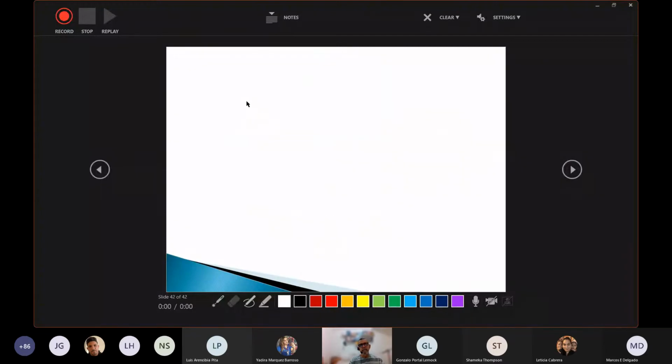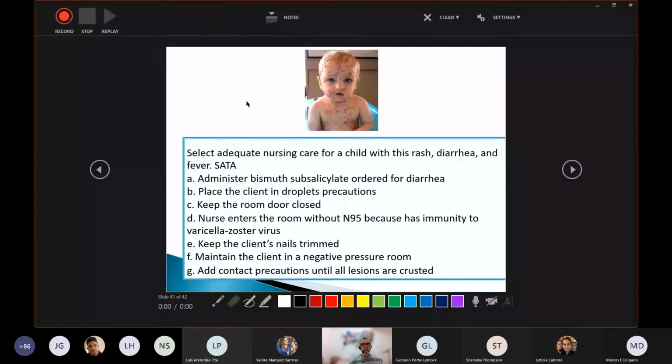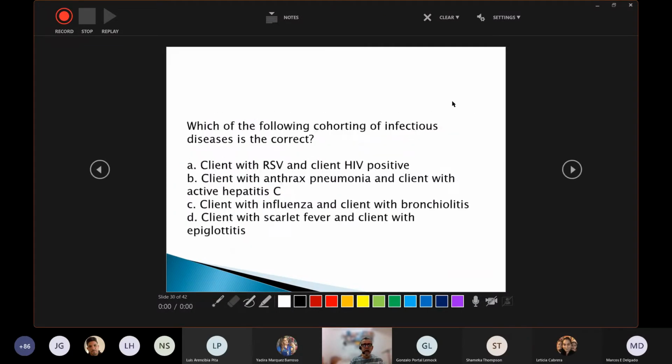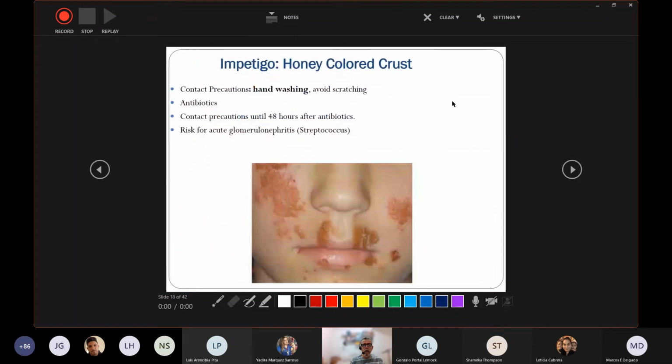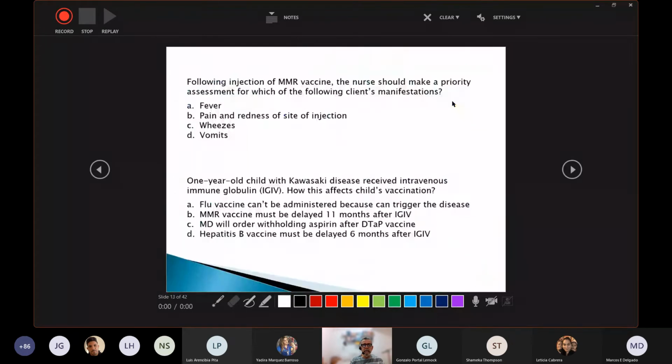Like this. Something like this. No? They can give you a picture, yeah? And then they make the question. Based on this picture, you need to know that this child has varicella. Okay, so to give you an idea of how that can be tested.